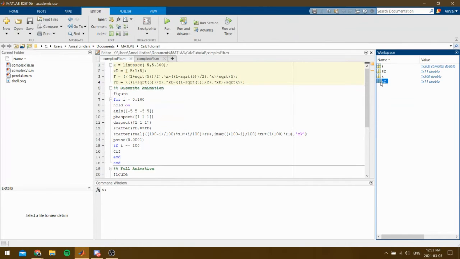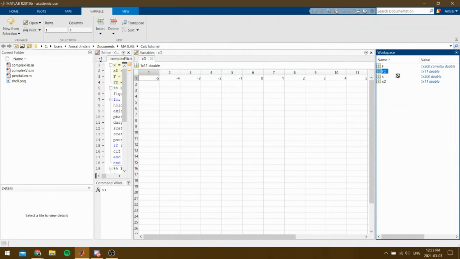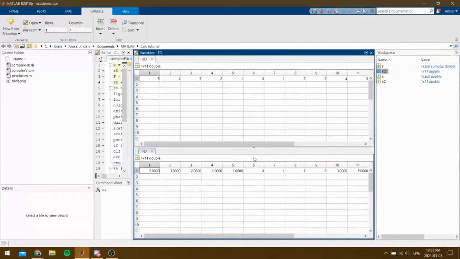So our xd is our discrete variables. So that's -5 to 5. And we're going in increments of 1. And then our Fibonacci numbers are stored right here. So you can see that the 0th Fibonacci number is 0, the first Fibonacci number is 1, the second Fibonacci number is 1, the third Fibonacci number is 2, the -5th Fibonacci number is 5, and so on.